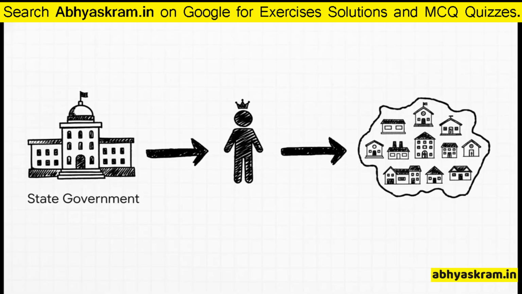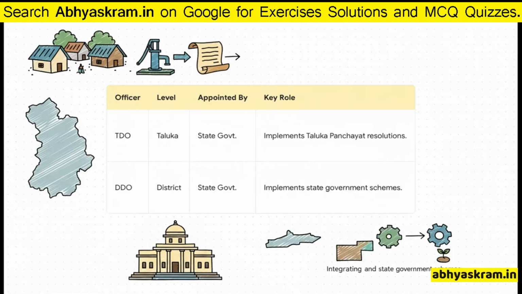And you guessed it, just like the Taluka has its TDO, the district has a DDO, the District Development Officer. This is the main administrative officer for the whole district, also appointed by the state government, to roll out government schemes and manage development. So here's a super simple way to think about these two roles. The TDO is focused on the Taluka, implementing the resolutions of the local panchayat. The DDO works at the district level, and they're focused on implementing the state government schemes across the whole area. It creates this really important system of checks and balances.